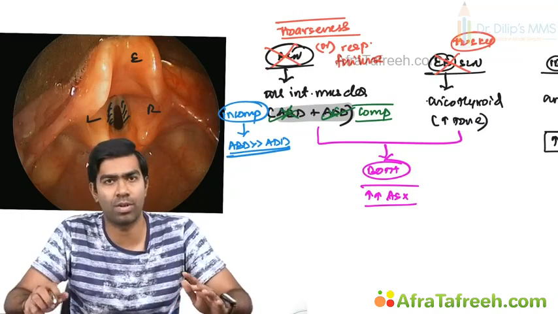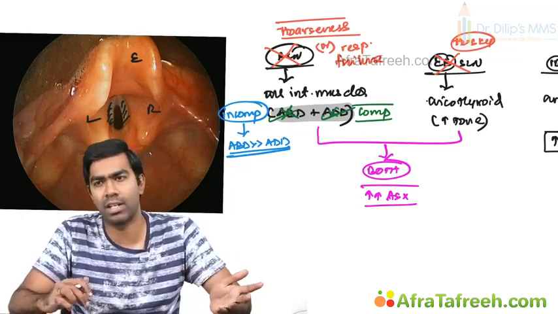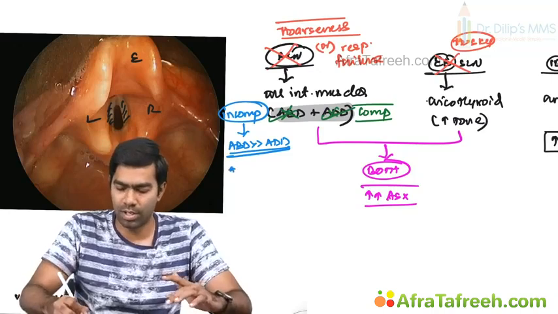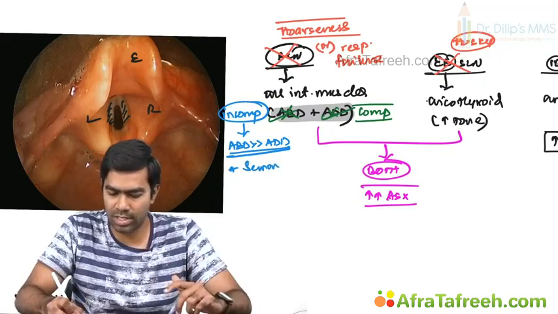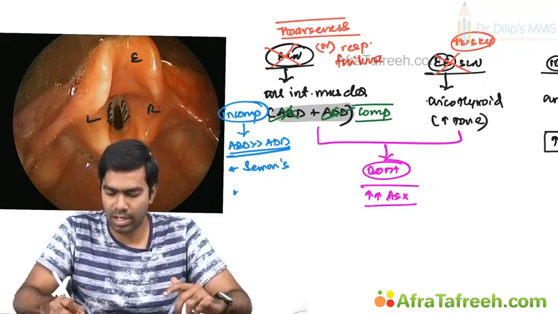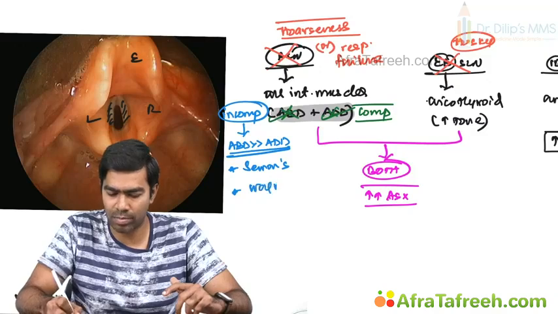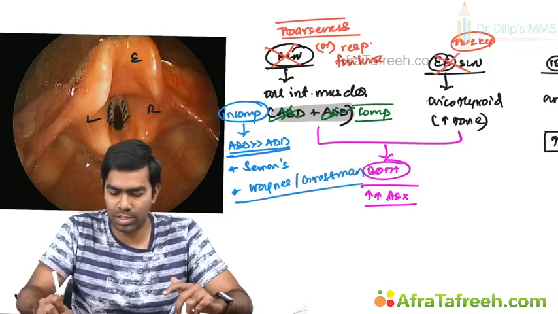This is again a very, very important thing, because this abductor involvement more than the adductor involvement is explained by two different hypotheses. One is called Semon's law, and the second one we call the Wagner and Grossman hypothesis. Even though both give different reasons, ultimately what they are trying to tell is that abductors are more affected than the adductors in recurrent laryngeal nerve paralysis.